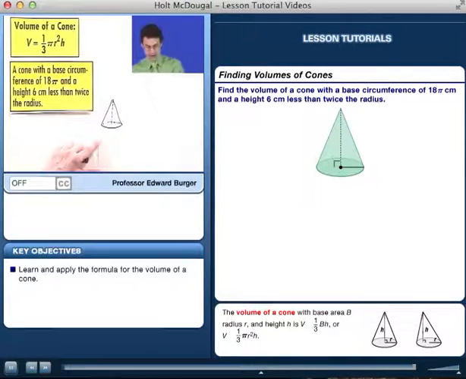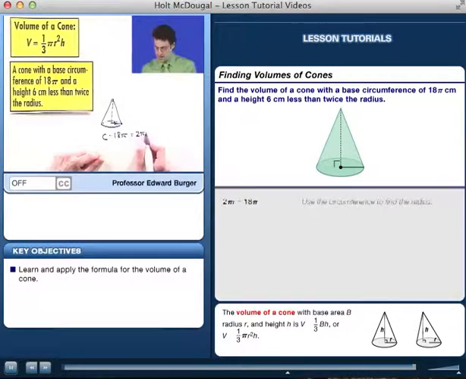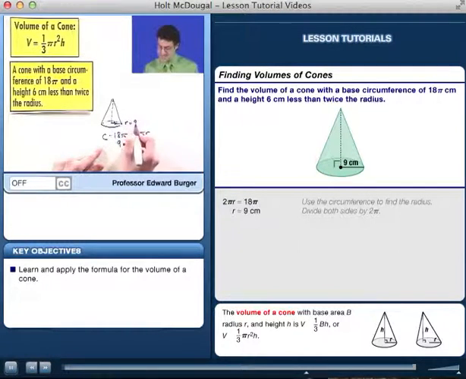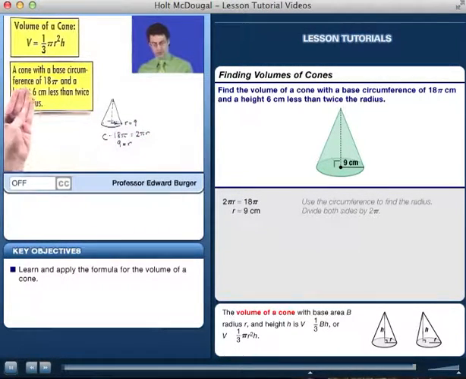So here I have a cone, and I'm told that it has a base circumference. So I'm not given the radius, but I'm told that the circumference is equal to 18π. But I know the formula for circumference. It equals 2π r. So if I divide both sides by 2π, I see that 9 equals r. So they are telling me that the radius is 9, but in a sneaky way. So I go from the circumference information to the radius. That's good, now I have the radius.